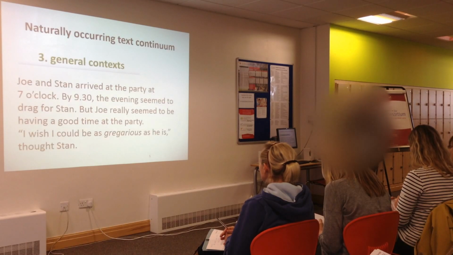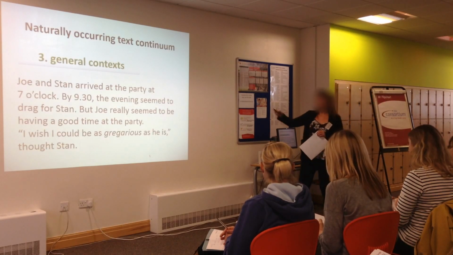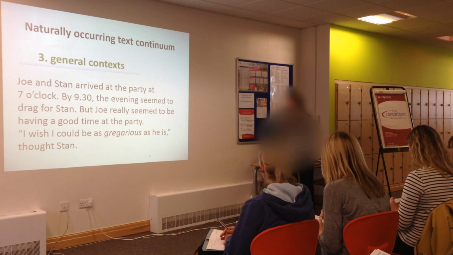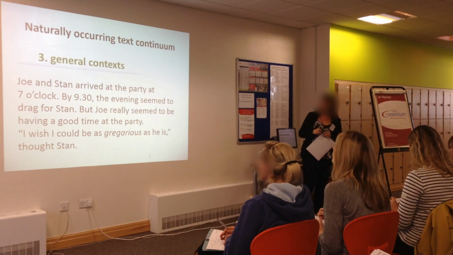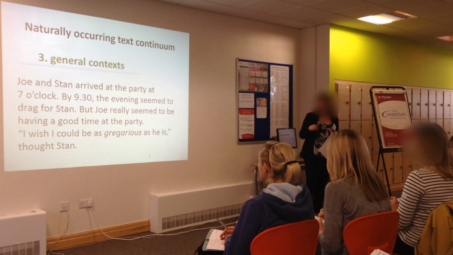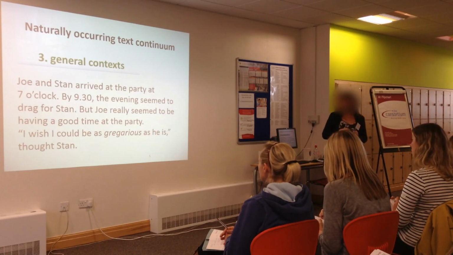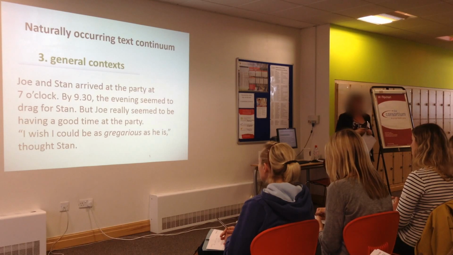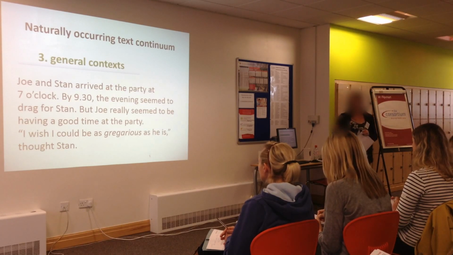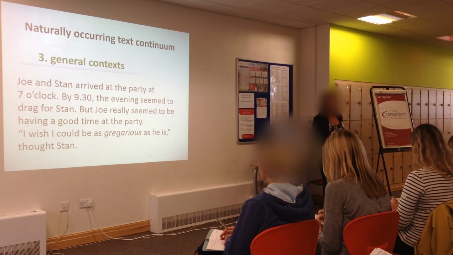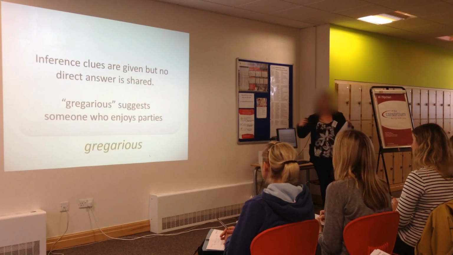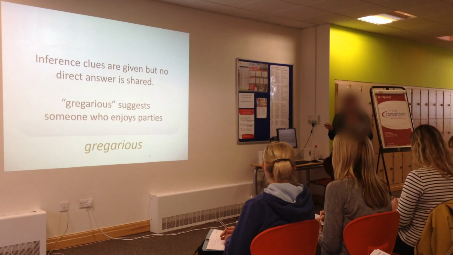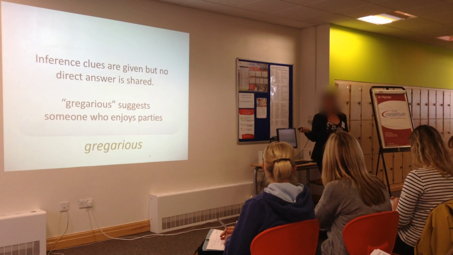A third one is a general one, where we can start to make a guess. Joe and Stan arrived at the party at 7 o'clock. By 9:30, the evening seemed to drag for Stan, but Joe really seemed to be having a good time at the party. "I wish I could be as gregarious as he is," thought Stan. So here we can make a guess that gregarious might mean someone who enjoys parties, someone who likes staying out, someone who's good with people. So it helps us towards an idea, but doesn't quite confirm it.